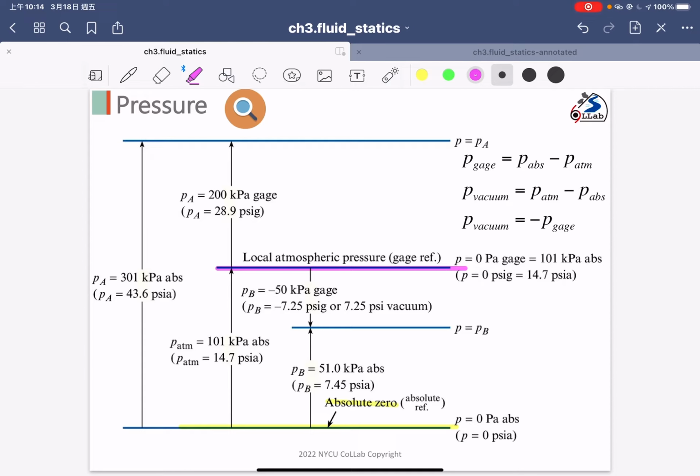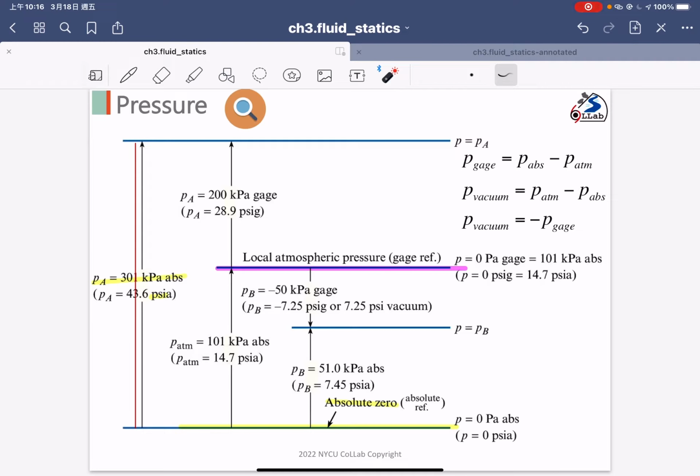So if this absolute pressure minus the local pressure, it indicates the gauge pressure, right? It's equal to the gauge pressure. So the 301 kilopascal here minus 101.3 kilopascal is equal to 200 kilopascal, right? Okay, so for this example P_A, you actually know how we can compute the gauge pressure and what the absolute pressure is for the A point.